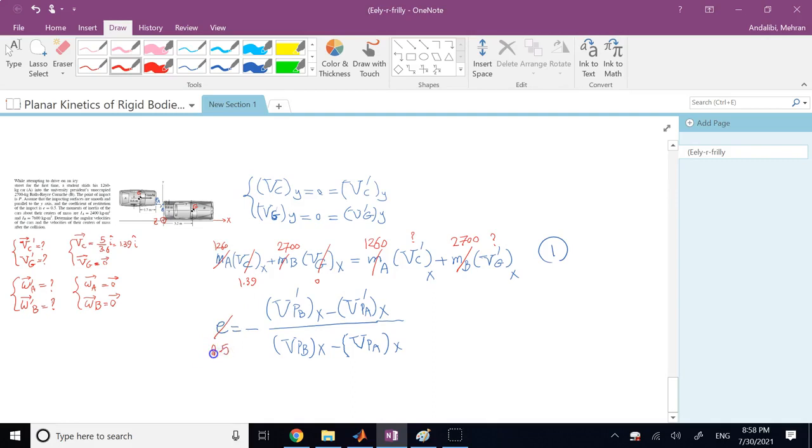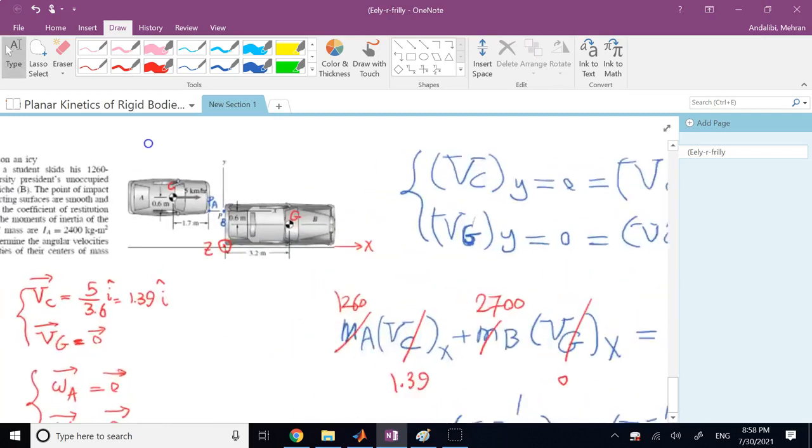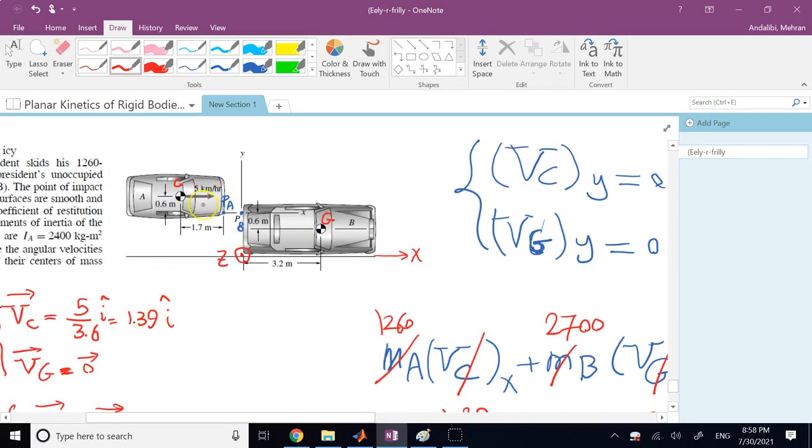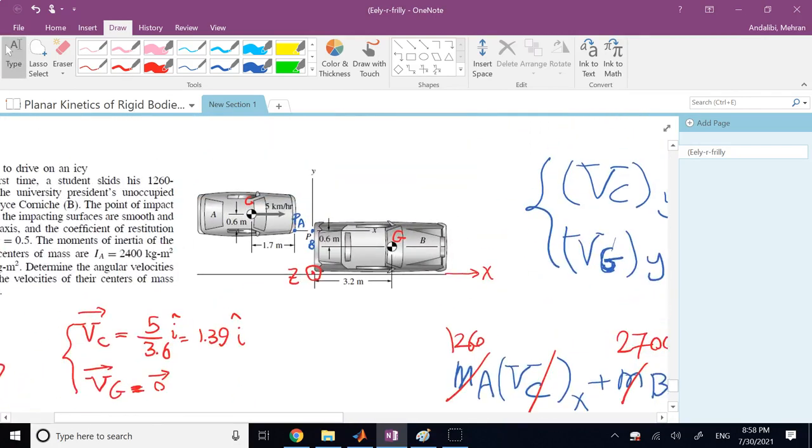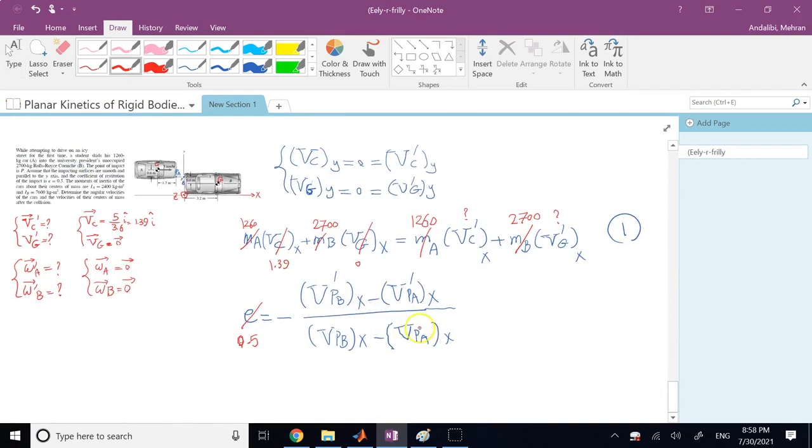But what are the velocities of the contact points before and after impact? Well, PA, which belongs to A, before impact, the whole car was moving with that 1.39. It was in pure translation. Remember, there is no omega. So the velocity of any point on this car, because it's in pure translation, is going to be the same as 1.39. So VPA before impact is positive 1.39. And since car B is stationary before impact, therefore the number for car B, it is going to be 0.